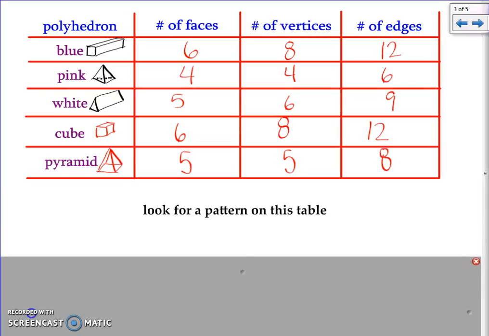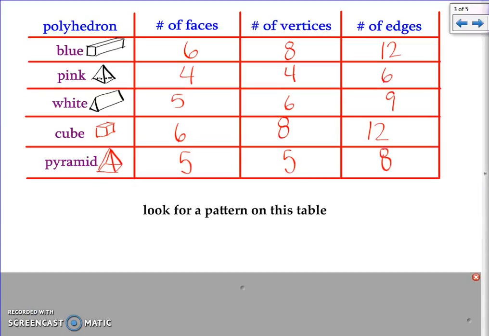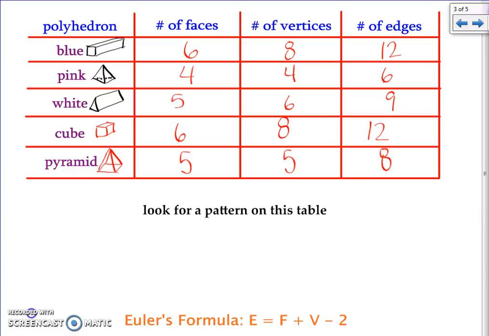All right. So the pattern, which you have the formula on your notes, don't you? No. Did I take it off? Yeah. E equals F plus V minus C. So this will always work. What do these letters stand for? Edges, faces, vertices. This will always work. That's how you know that you have the right numbers if you want to check it. That's Euler's formula.